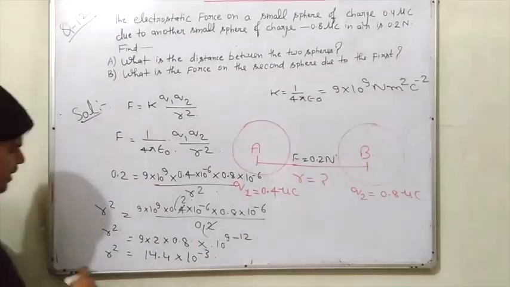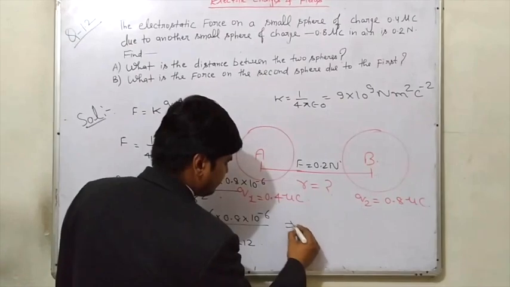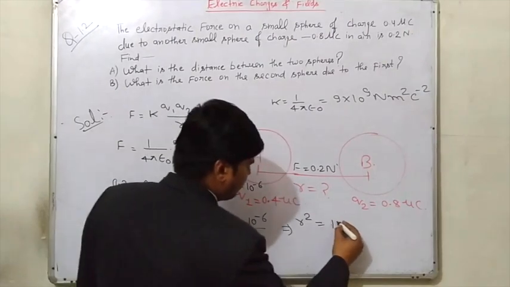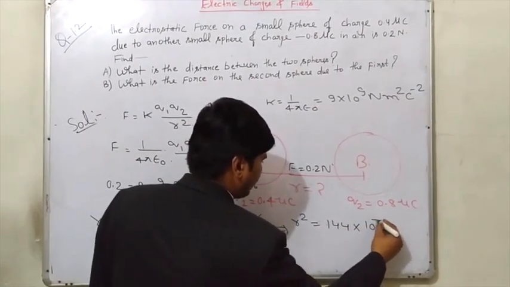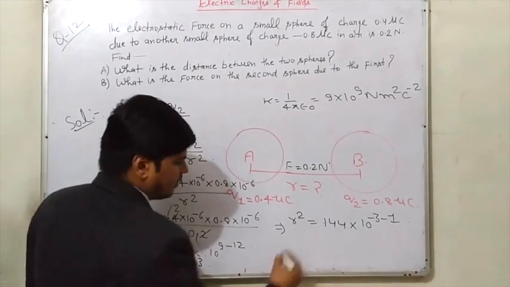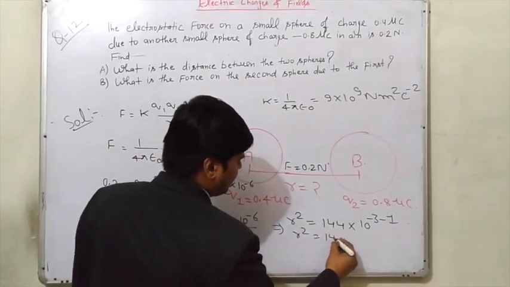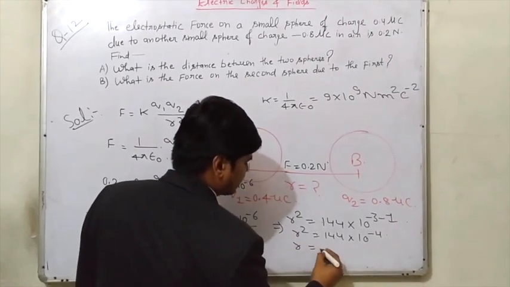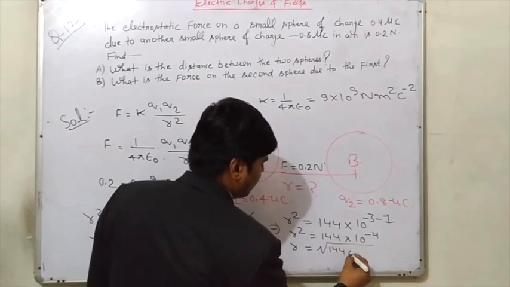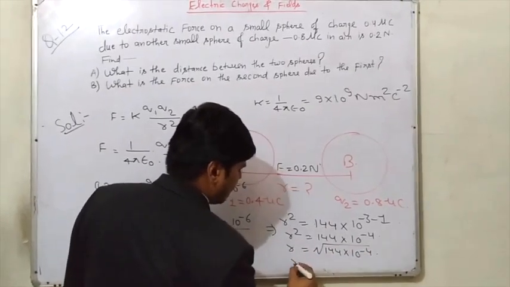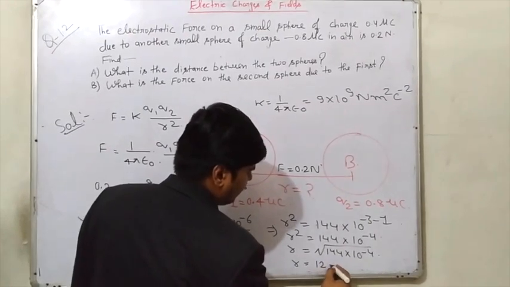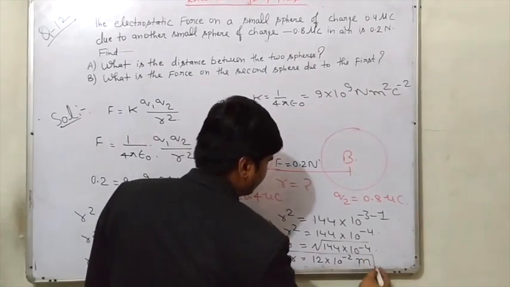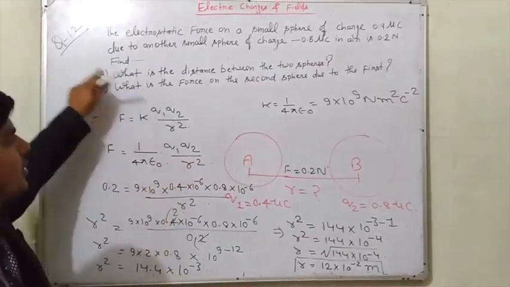Okay, students, then R square equal to 144 into 10 to the power minus 3 into minus 1. R square equal to 144 into 10 to the power minus 4. Then we take the square root. R equal to 12 into 10 to the power minus 2, unit is meter. This is the answer for the first part.